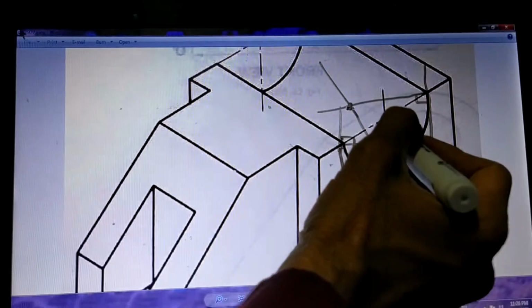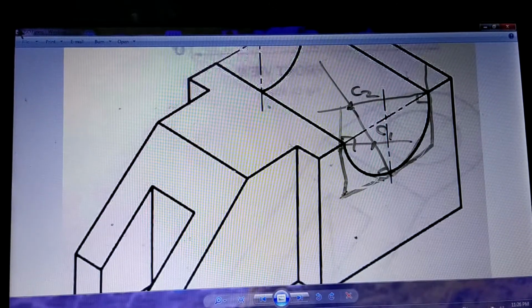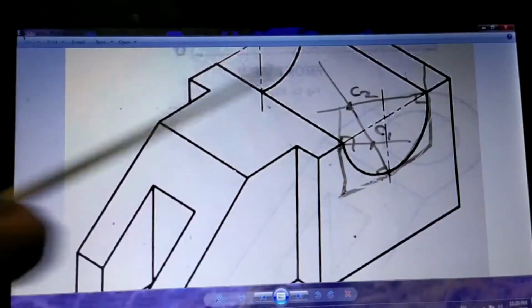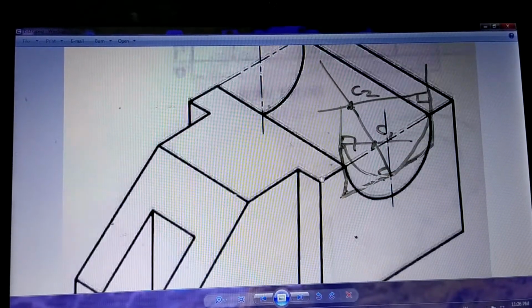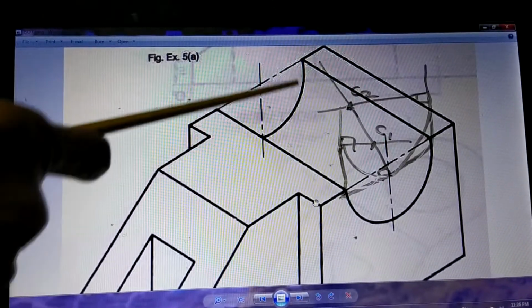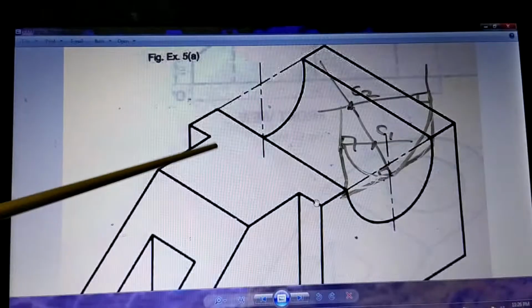So I'll just show here C1 and C2. They are the two centers of the two arcs. And we have drawn one arc on this surface. Now remember that there is a similar arc present on the back surface also here. Right? So for that you have to repeat these two arcs behind.